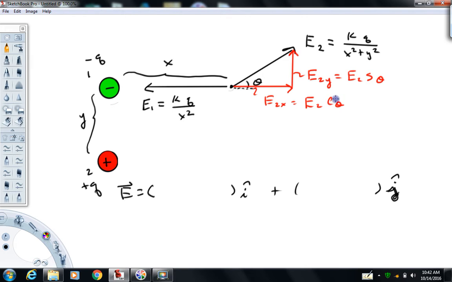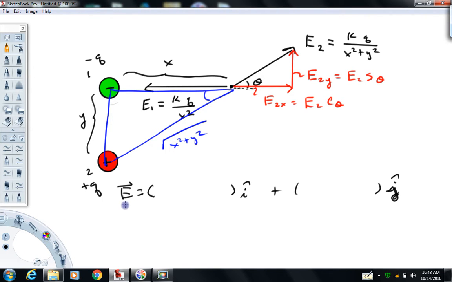I'm going to go back and talk about that cosine theta for a moment. If we take a look at this triangle right here, this angle theta and this angle theta are the same. The hypotenuse of this triangle is the square root of x squared plus y squared. So cosine theta is equal to x over square root of x squared plus y squared, and sine theta is equal to y over square root of x squared plus y squared. So I think I'll just leave that there and write these out.